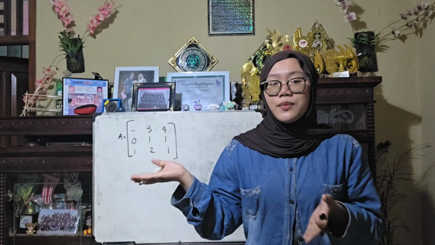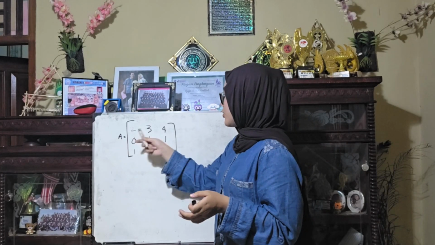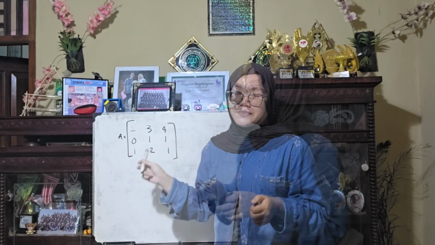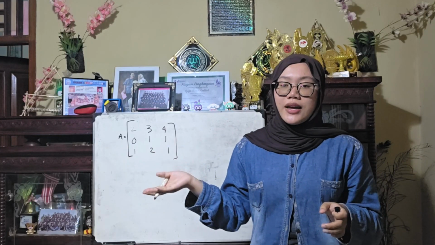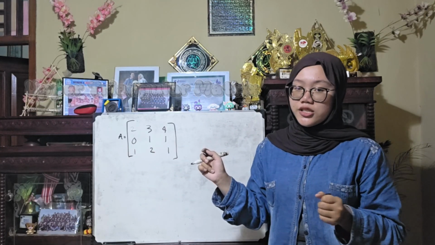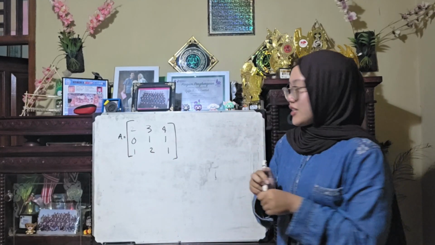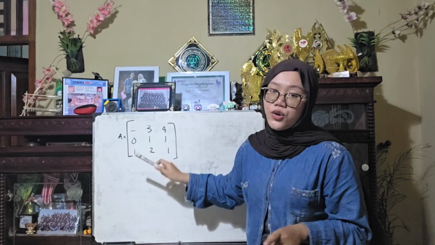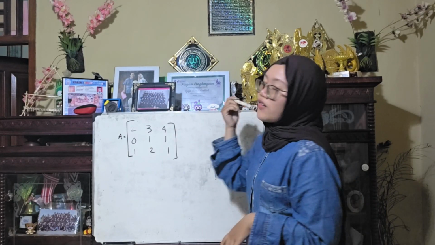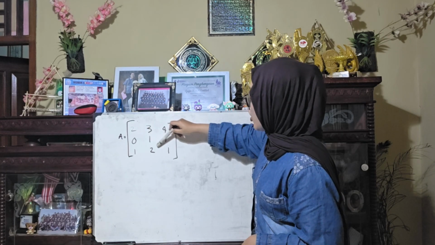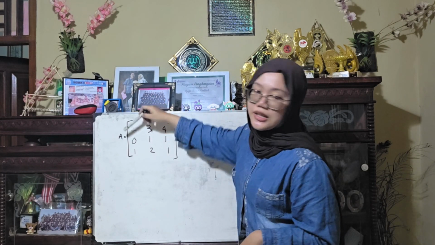So we have an example here. Matrix A: 2, 3, 4, 0, 1, 1, 1, 2, 1. Our goal is to make an upper triangular matrix using elementary row operations. Why an upper triangular matrix? Because if we have a triangular matrix, no matter if it's lower or upper triangular, to find the determinant, we only need to multiply all the numbers in the main diagonal.